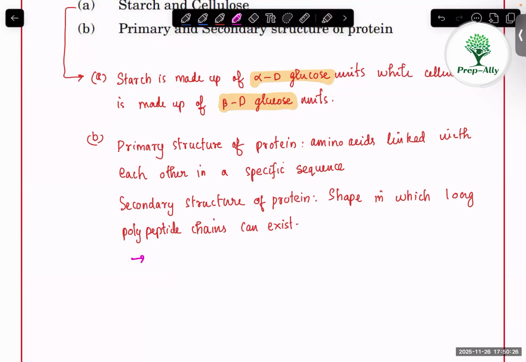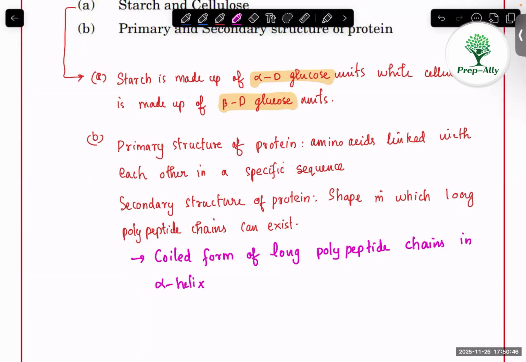the answer as coiled form of long polypeptide chains in alpha helix or beta pleated structure, because that is also a definition or a structure, beta pleated sheets. So this is also an example for a secondary structure.